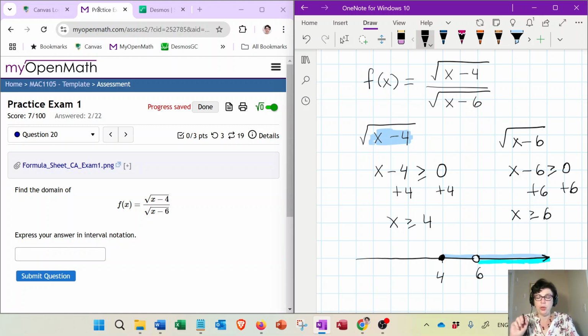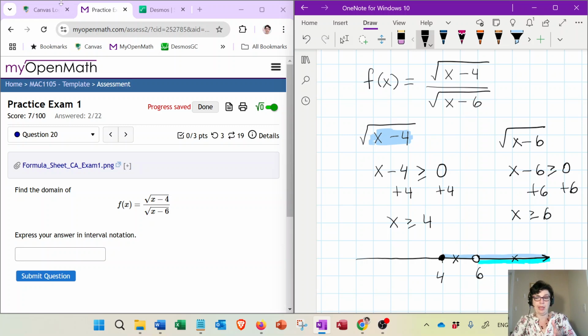Now, when you talk about domain, that means that whatever x value you pick, everything should be defined. Not just the top, not just the bottom, but the whole thing. So if you pick something over here, then you are in the domain for both square root of x minus 6 and square root of x minus 4. But if you pick something over here, you will be in the domain of square root of x minus 4, but you will not be in the domain of square root of x minus 6, so the whole thing will not be defined.